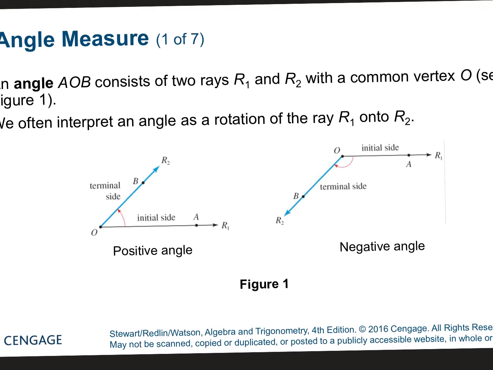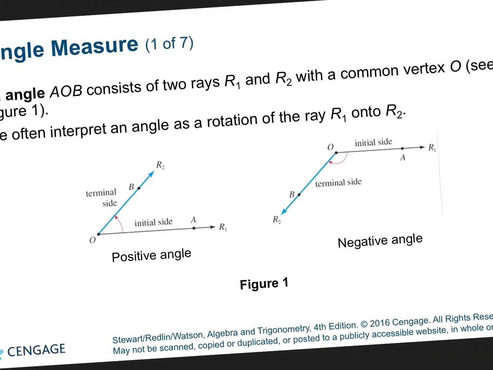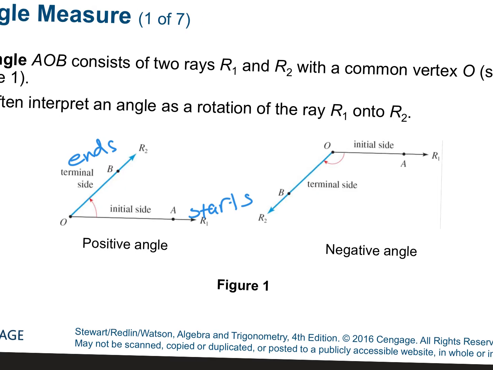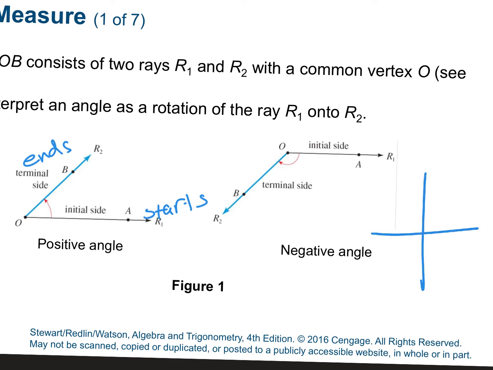This first slide shows us the makeup of an angle. An angle is made of two rays that have a common endpoint, which is the vertex of the angle. And there's two sides to the angle. There's a terminal side and an initial side. The initial side is where the angle starts, and the terminal side is where the angle ends. Does everybody understand that? Your angle is always going to start on the positive side of the x-axis, right here. This is always going to be your initial side.